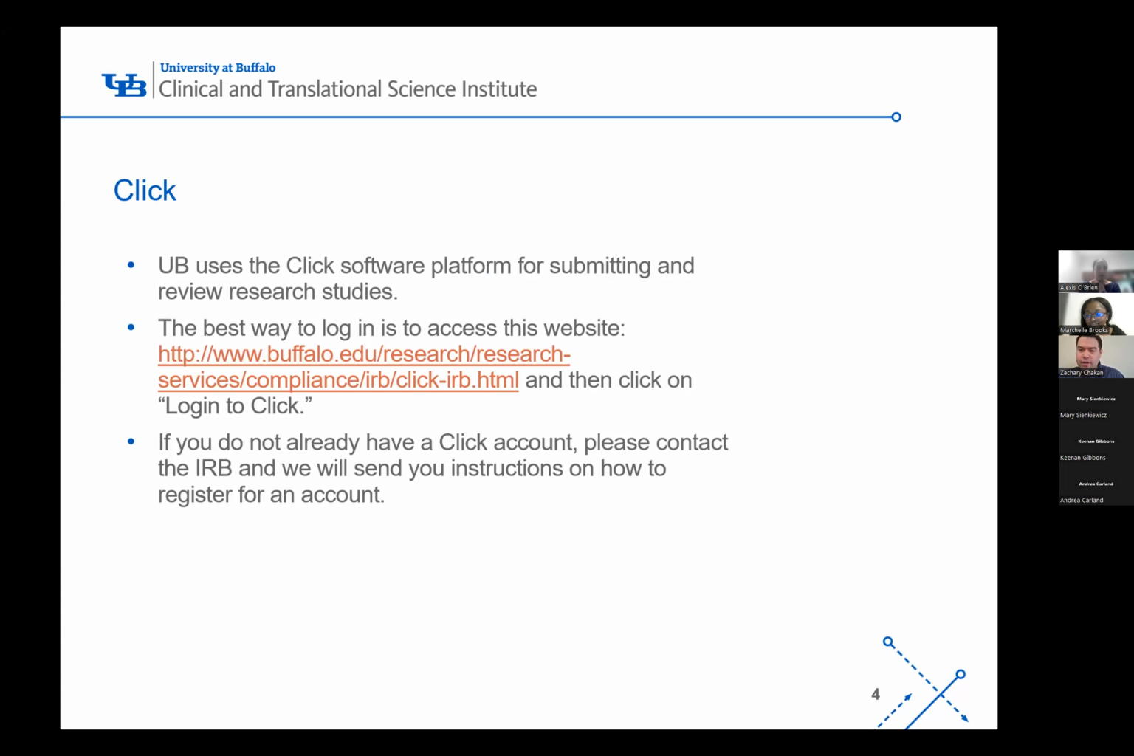But if you don't have a Click account and you need to get research started, or you need to get on a research study, please feel free to email me or to email the IRB, and we will give you instructions on how to do that. And there's usually only about a 24-hour turnaround time or less to get you a Click account.